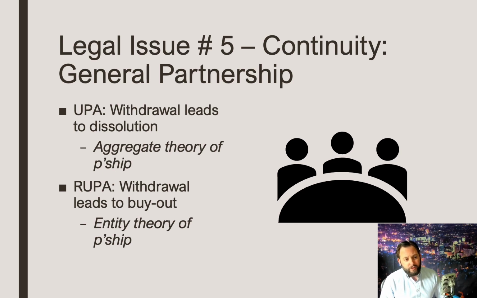Conceptually, RUPA works a little differently. Withdrawal leads to the option to buy out the additional partner, and this applies what we call the entity theory of partnership, that the partnership has a status, a nature that extends beyond the lifetime of the partners themselves. And so under the Revised Uniform Partnership Act, the disassociation of a partner does not necessarily cause a winding up of the business of the partnership. The remaining parties can instead purchase the departing partner's interests and maintain the business as a going concern.